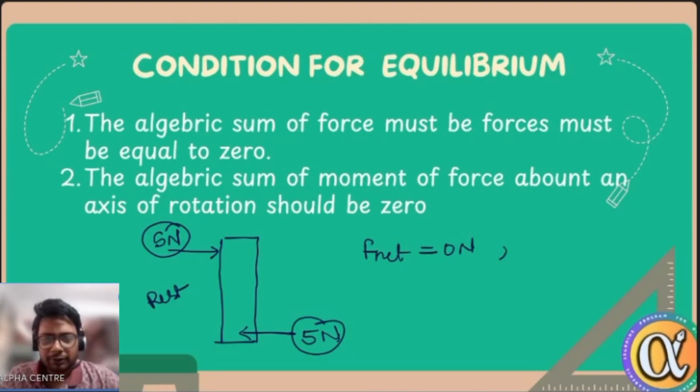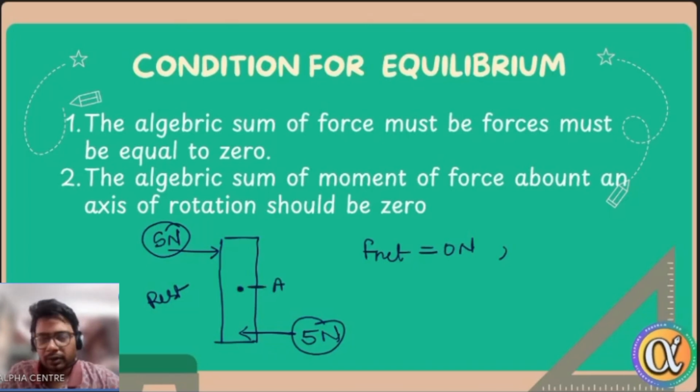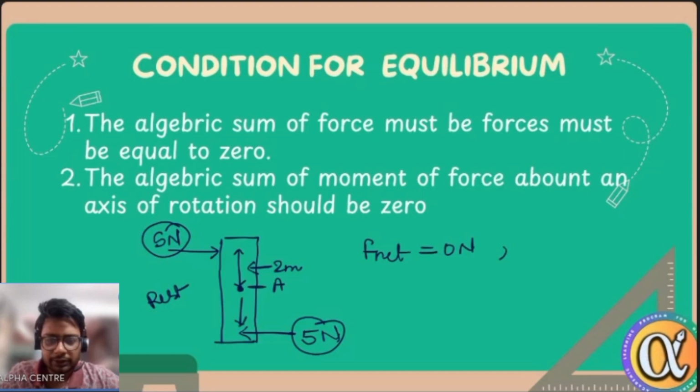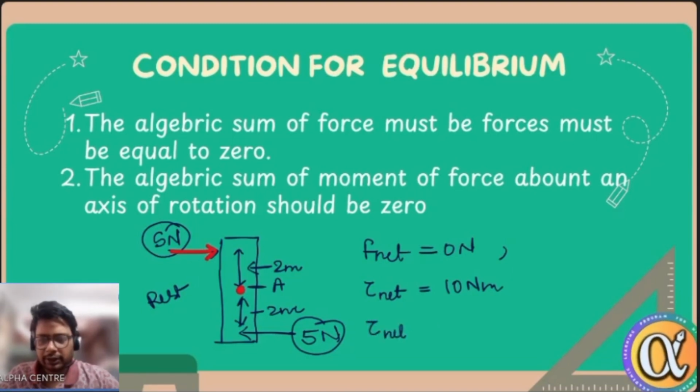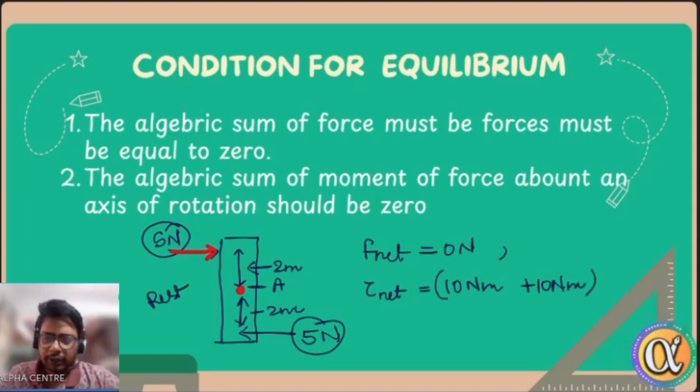Just again a small question. Let's say with respect to this point here, I have assumed a fixed point A. With respect to A, what is the distance of this force? Let's say this distance is 2 meter, and this side is also 2 meter. Can you help me calculate the net turning effect, the net torque due to the two forces? What is the turning effect due to the top 5 Newton force? 10 Newton meter. And how much is the turning effect due to the other? 10 Newton meter again. And their sum is 20 Newton meter.